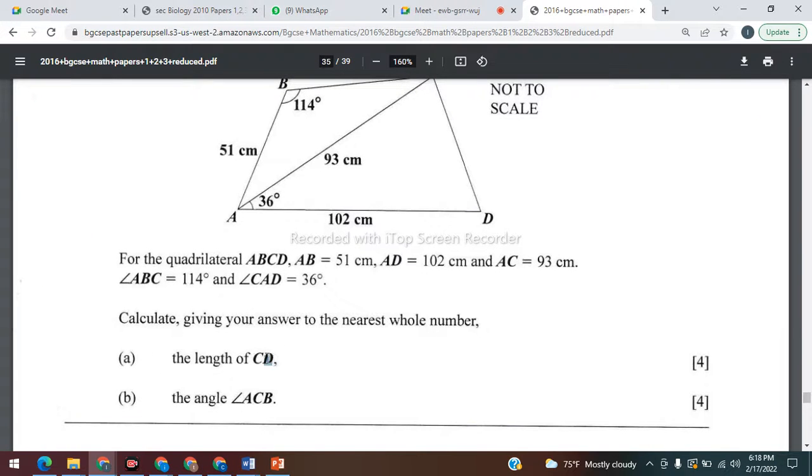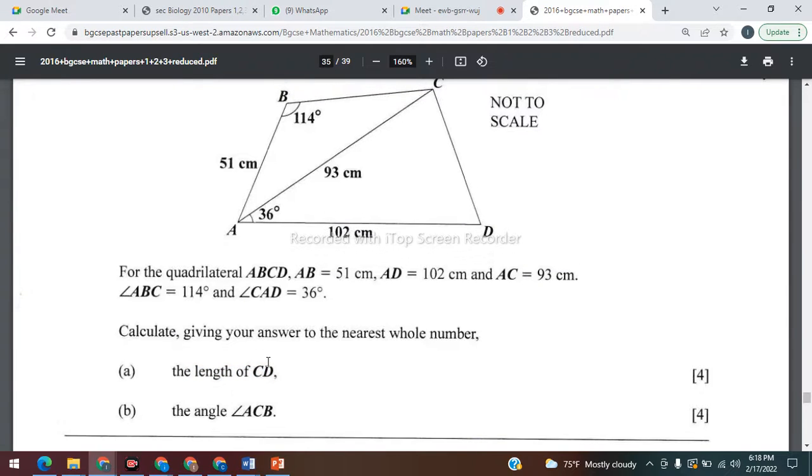Now, what did we use to find the length? Anyone remember what we did to find the length CD? Which rule did we use? The cosine rule. Cosine rule for this. That was easy, right? Pretty straightforward, right?